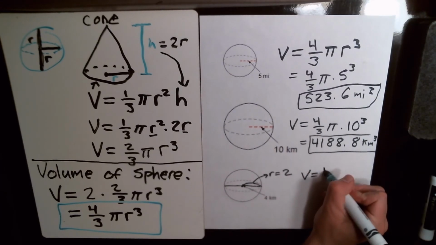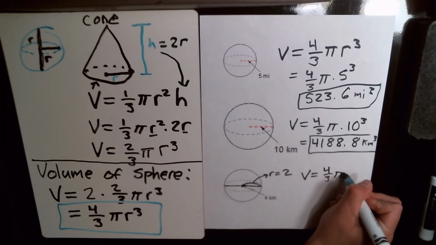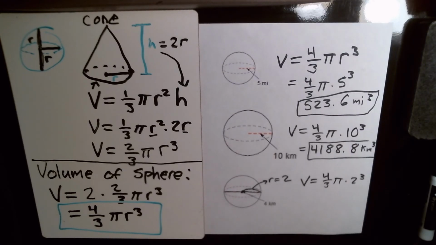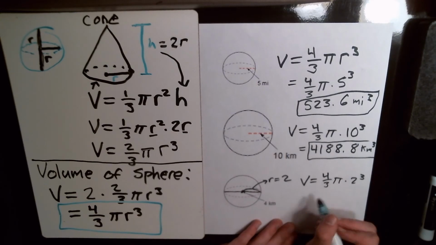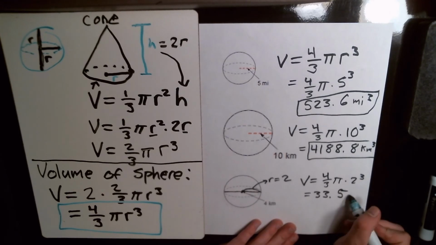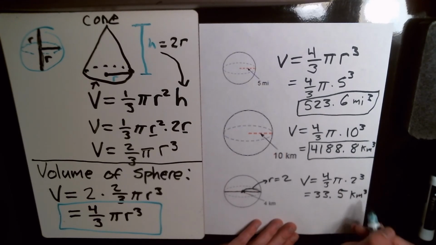Okay, so I do 4/3 pi times 2 cubed. And we get 33.51, so I'll just leave it as 33.5 kilometers cubed.